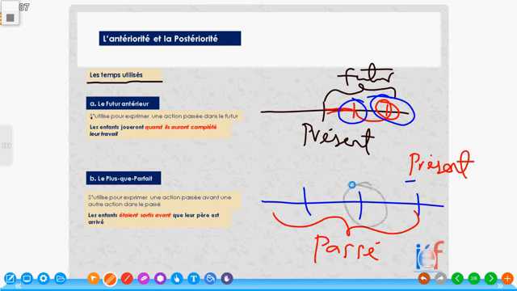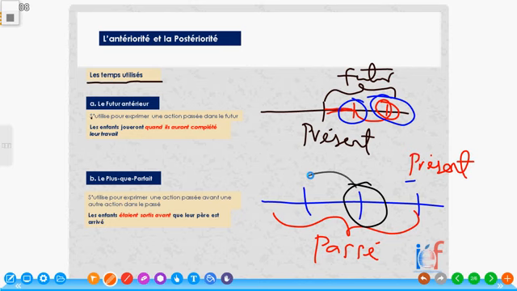So if I use this for passé composé, what will I use to express this other action that came in before the passé composé? So, le plus-que-parfait s'utilise pour exprimer une action passée avant une autre action dans le passé. So plus-que-parfait is used to express an action that is past, but it came before another action in the past.